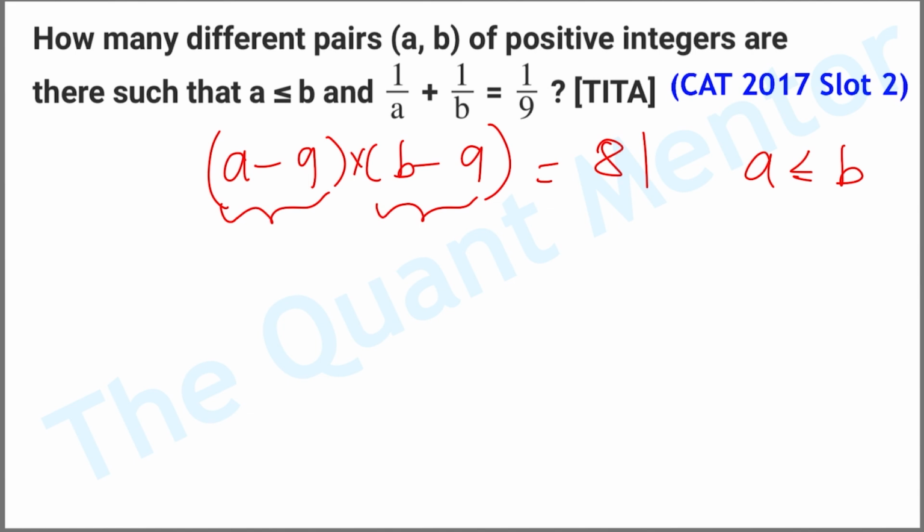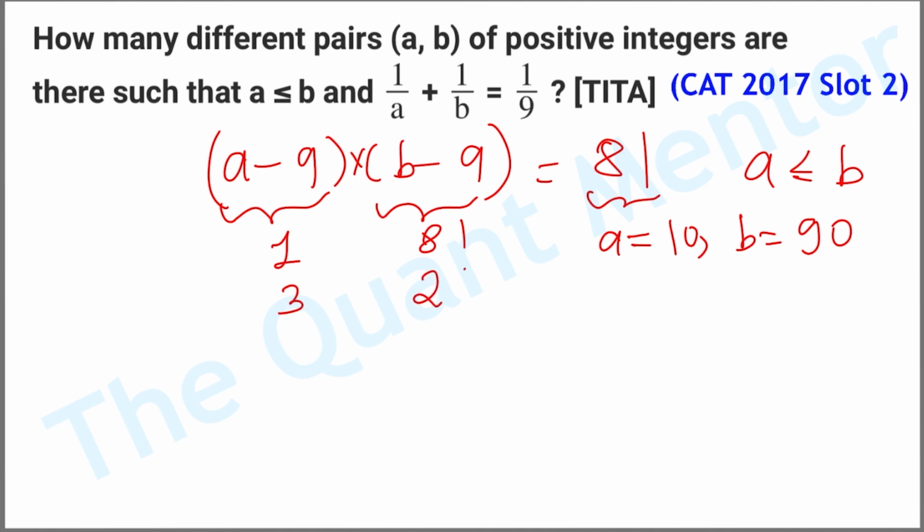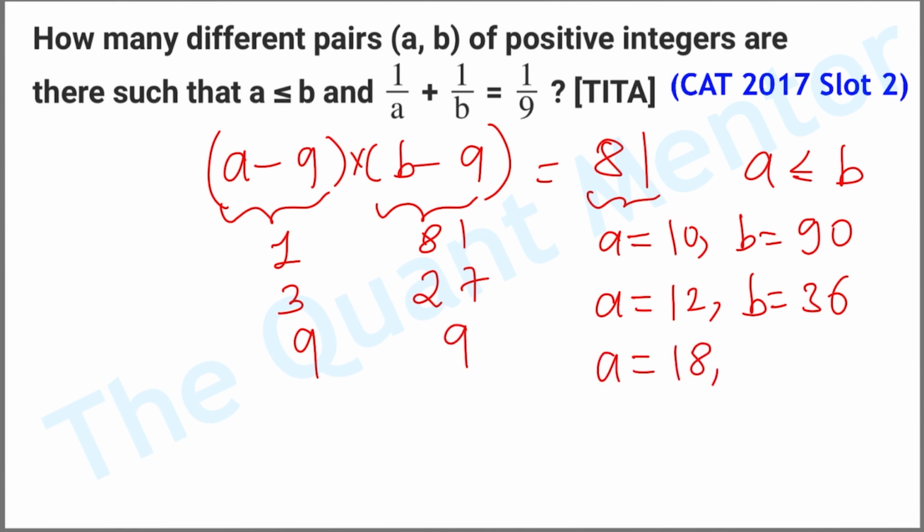So now the left hand side is a product of two numbers and the right hand side is 81. So let's factorize 81. One possibility is 1 and 81, so you get a as 10 and b as 90. This is one possible solution. What if I write 81 as 3 into 27? So a minus 9 will be 3, or a will be 12. b minus 9 is 27, so b is 36. The next possible solution is, let's take 9 and 9 each. So a minus 9 would be 9, giving you a as 18, and b minus 9 is also 9, giving you b as again 18.